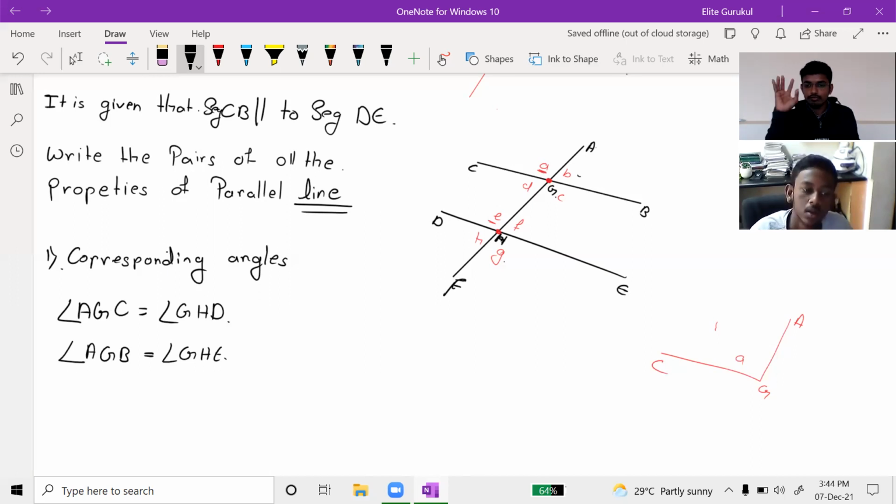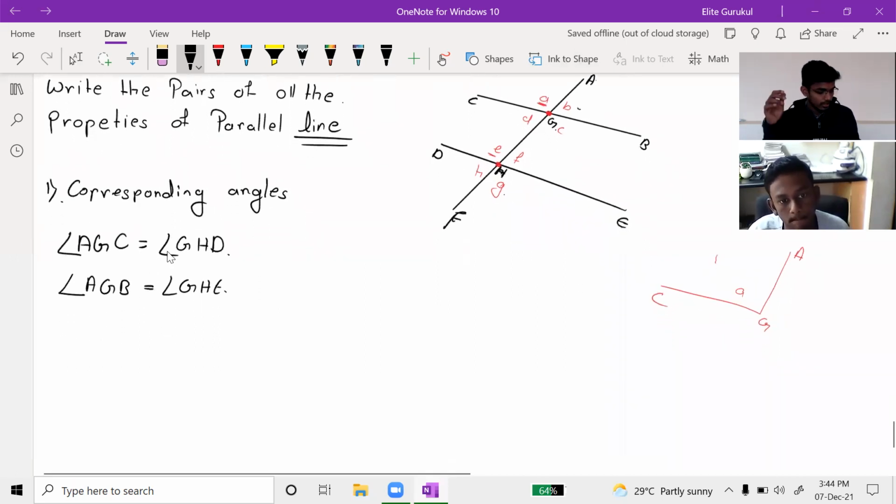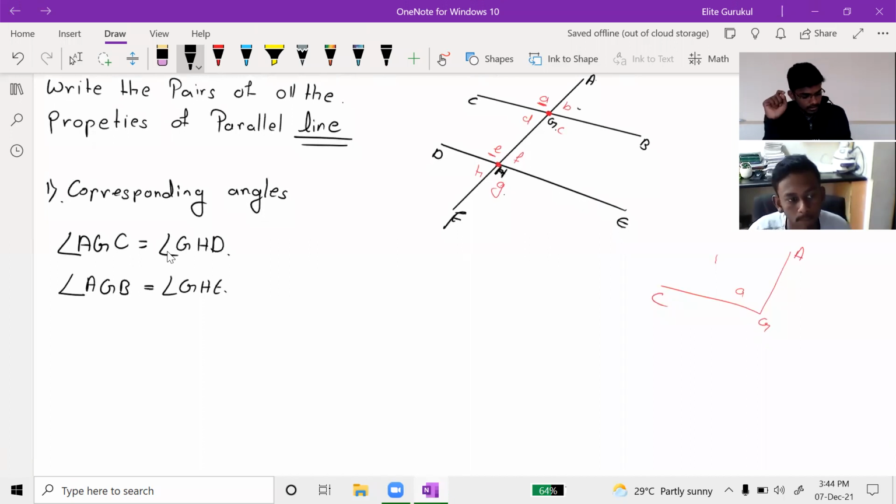Okay, you have 5 minutes of time. Then you have to write all the properties. Okay, 4 corresponding pairs. You have to write the names like these names properly. I will ask you each and every one, each and every point.